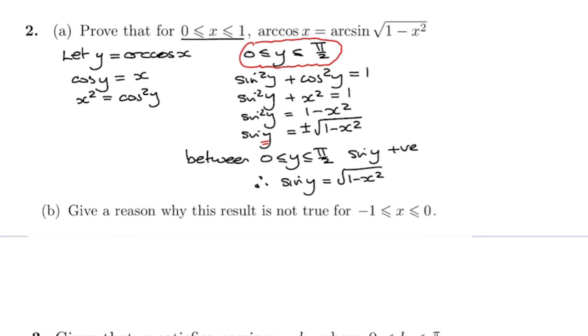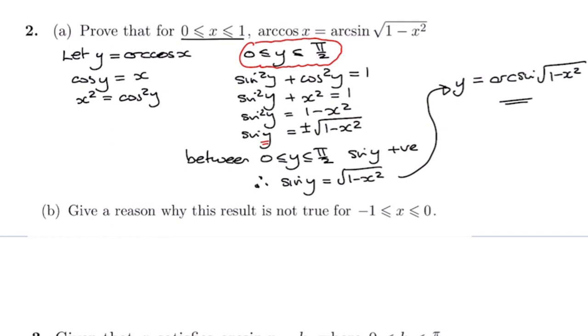So if I then arc sine both sides, arc sine of sine y is y, and I need to arc sine the right hand side, which means I get that. So I've got the other side.